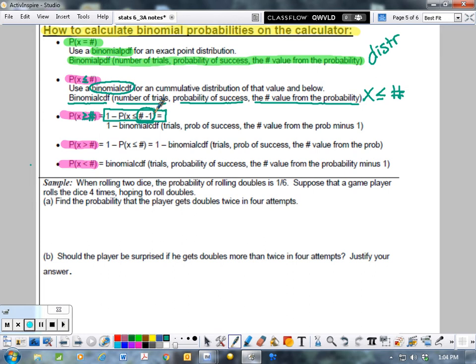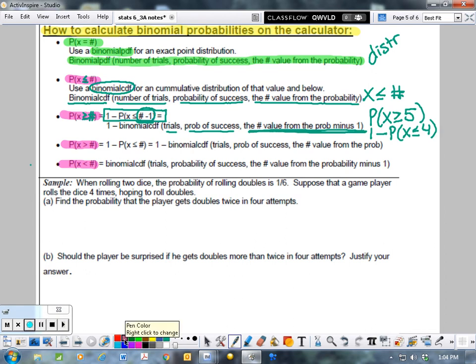The way we type it in our calculator is we type 1 minus, then go to the distribution menu, do binomial CDF, the trials, probability of success, and the number value from the probability minus 1. So if I wanted to know the probability that x is greater than or equal to 5, then I would do 1 minus the probability that x is less than or equal to 4. So I drop down by 1 because I want to include the 5 in that leftover part.